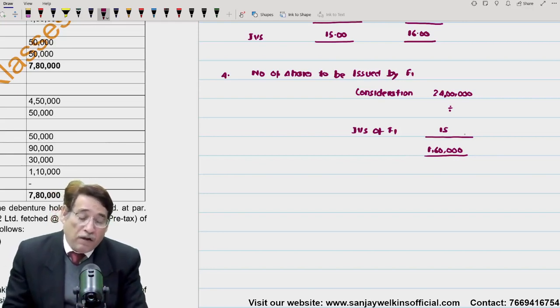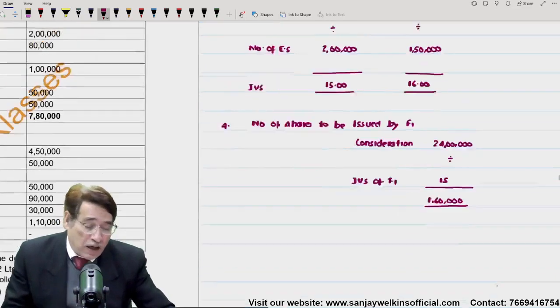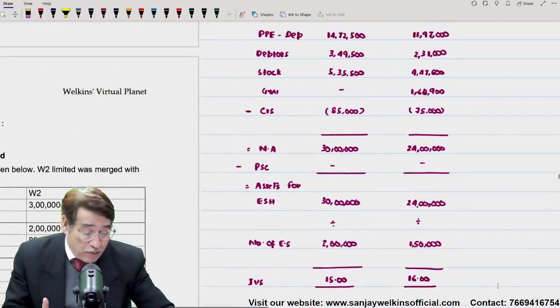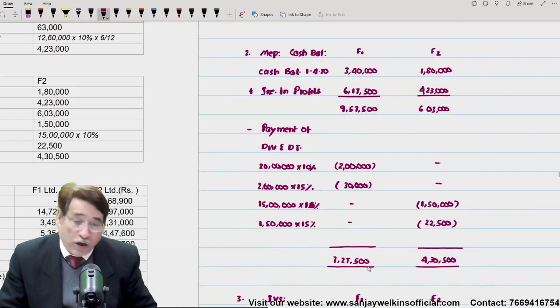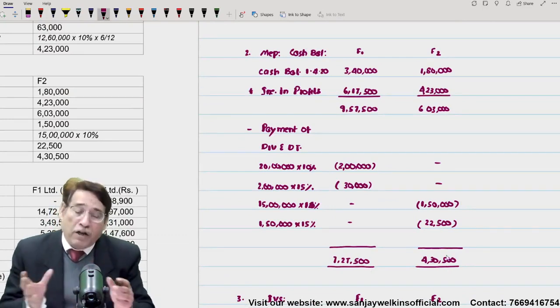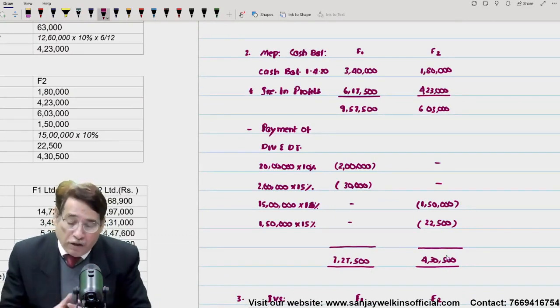Now suppose if I ask you what is the cash balance, you have already computed the cash balance. Here it was, the cash balance is 7,27,500 and 4,30,500 on the date of the acquisition. This is how you are supposed to do this particular question.